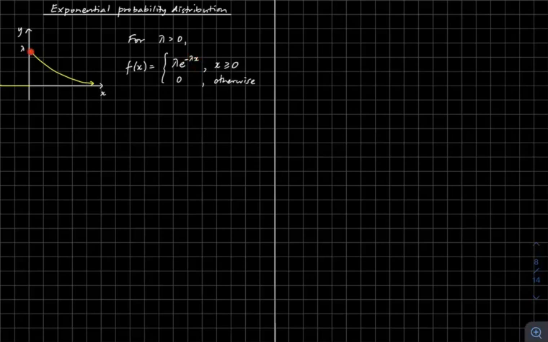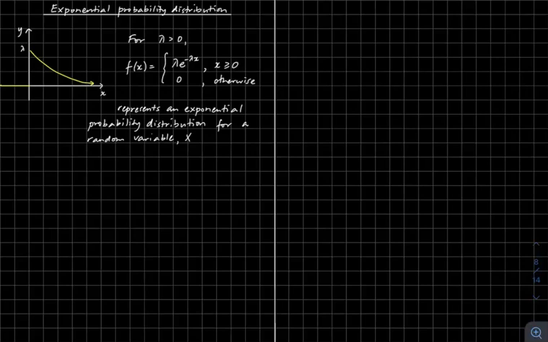So the y-intercept there is going to be lambda, and then it's going to be shaped in an exponential fashion like this, approaching y equals 0 as the asymptote. Everywhere else, which really just means for negative x, the function is equal to 0. So it's this here. That's the form this takes. That equation with that graph represents an exponential probability distribution for a random variable x.